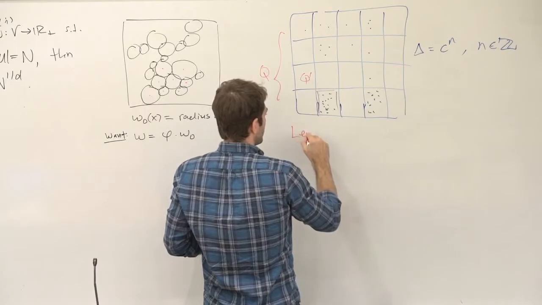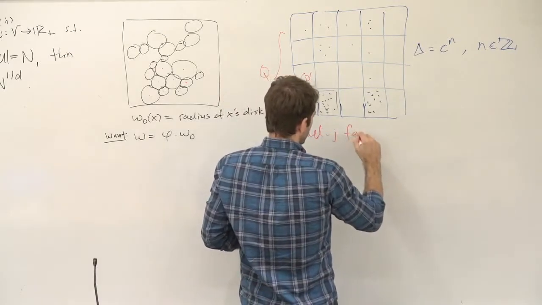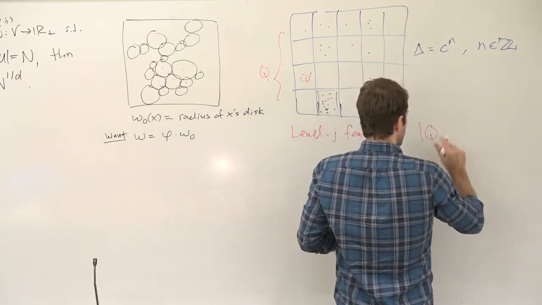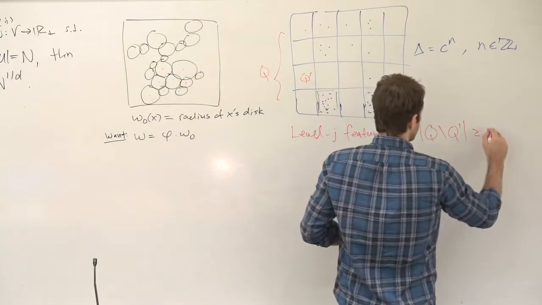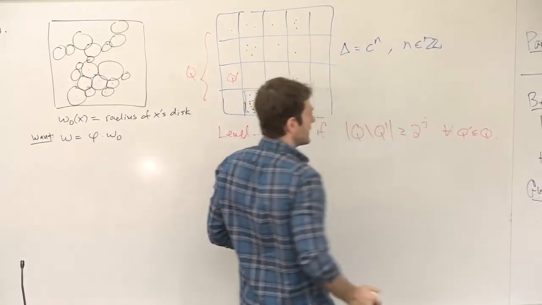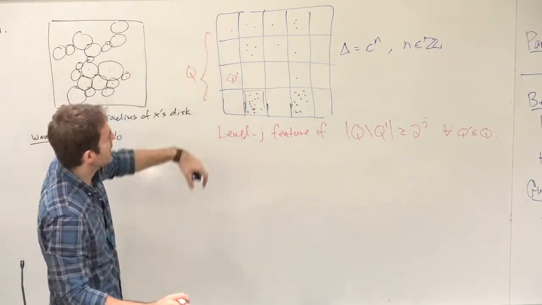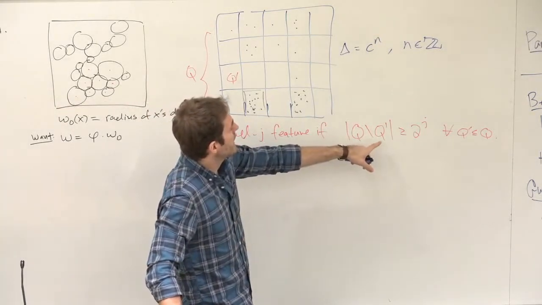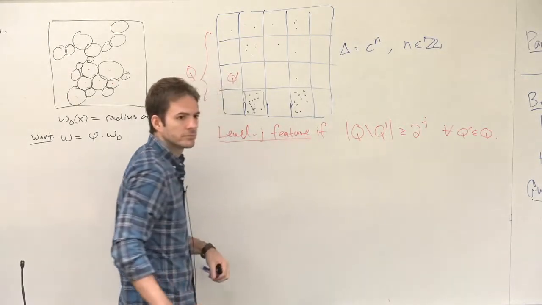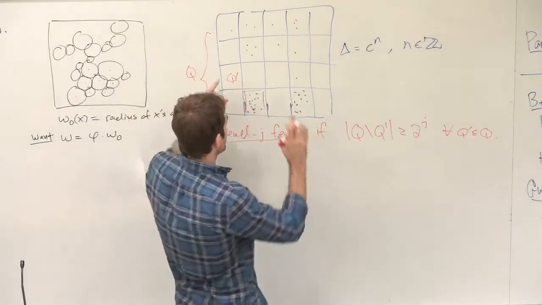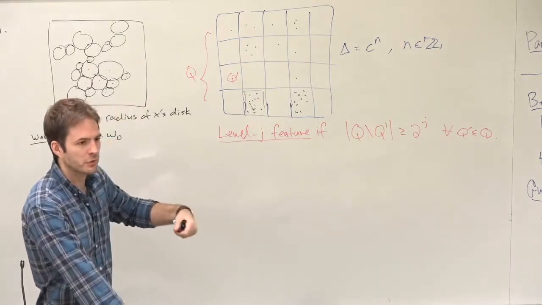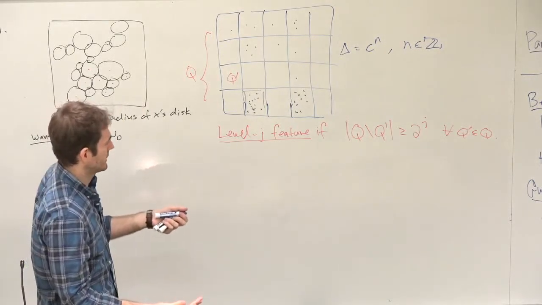Say that this is a level J feature if q minus q prime is at least 2 to the j for every subcube. There are only finitely many of these subcubes. So I take all the subcubes at a smaller scale, and I say that if, no matter which one I remove, I still have 2 to the j points left over, that's a level J feature. The idea is that if I recurse on some subsquare, I'm losing 2 to the j points no matter which square I recurse on. So I should be doing something for those points now. That's kind of the idea.